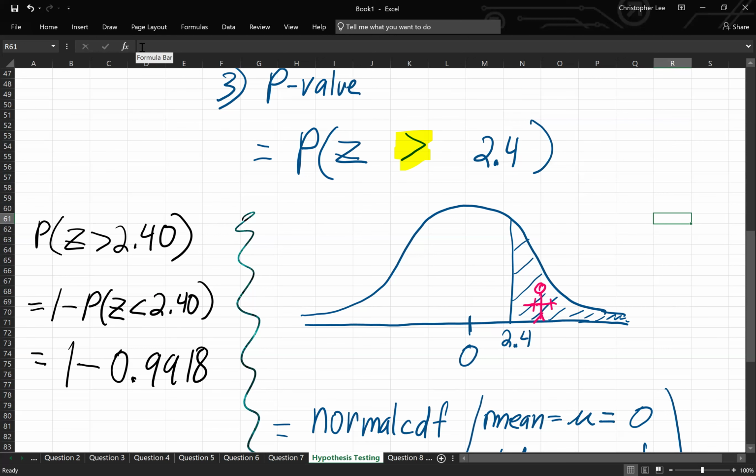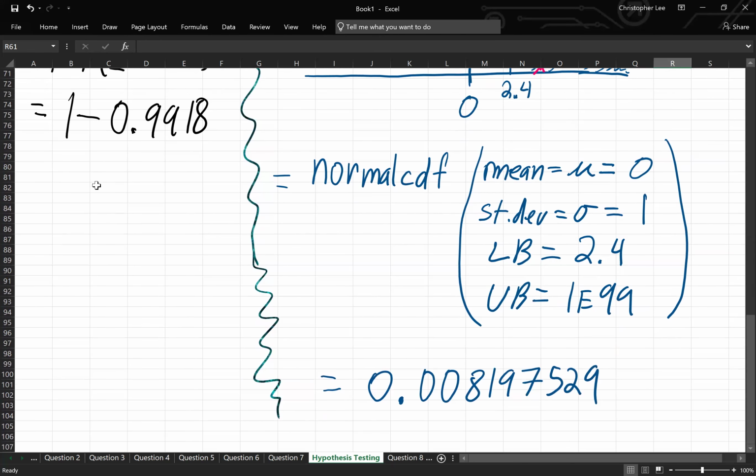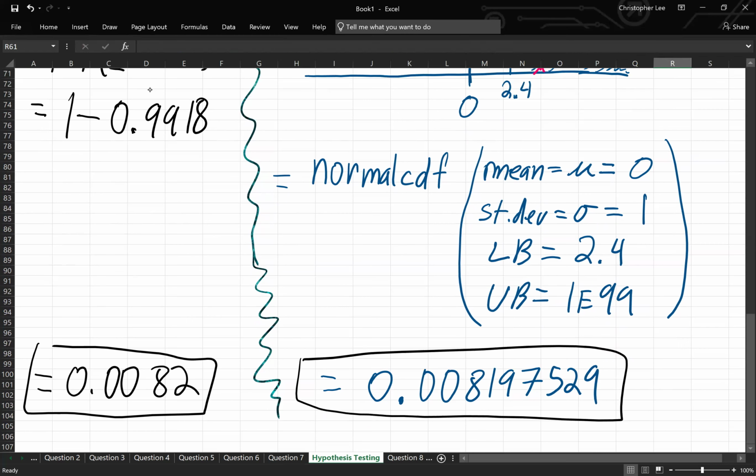0.9918. And then in the calculator, when you do 1 minus 0.9918, what do you get? 0.0082. Perfect. You got another zero. It's 3 zeros? Yeah, you're right. Good, good. So both are the same answer. You could do it either way.